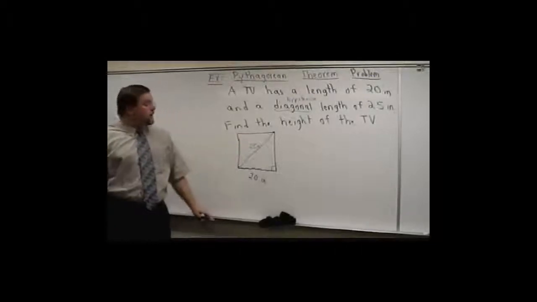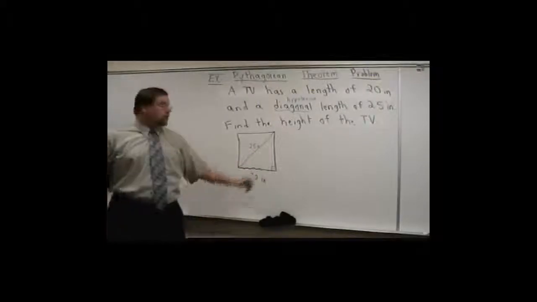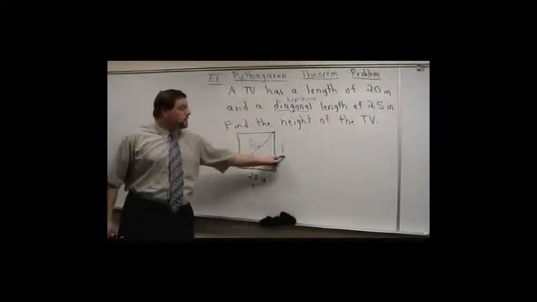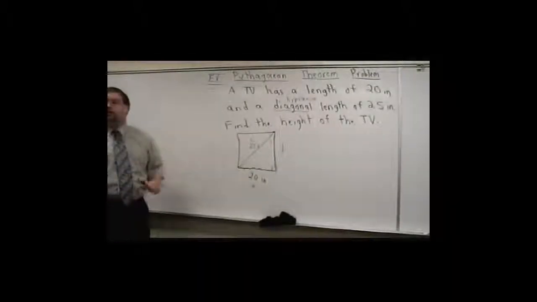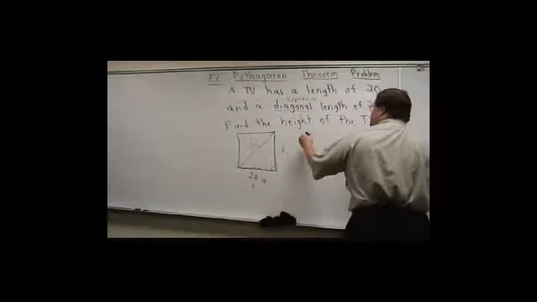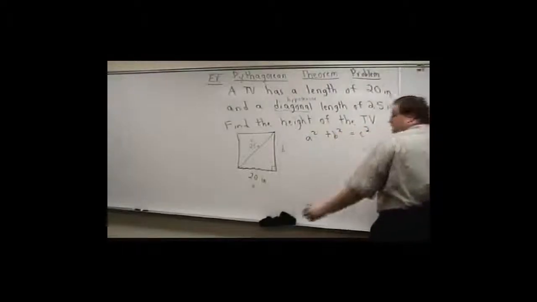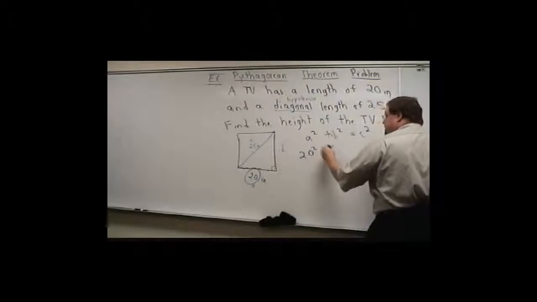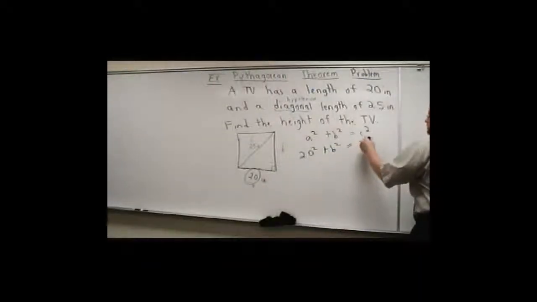And they asked me to find the height of the TV, which is this part here. So the height, I'll just call it B. So this is my A, and this is my C, and this is my B. So you have two ways to solve this. The first way is to use Pythagorean theorem. A squared plus B squared equals C squared. So A squared is 20. So I do 20 squared plus B squared equals 25 squared.